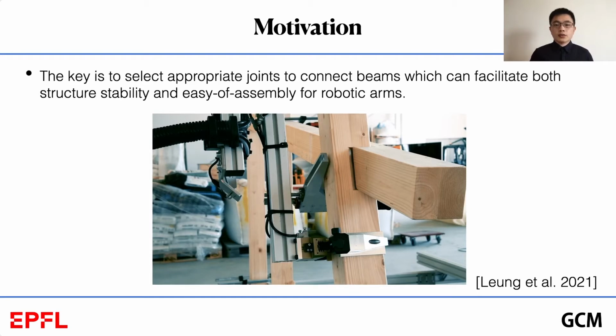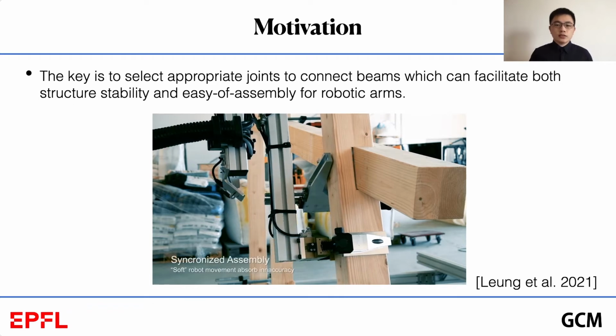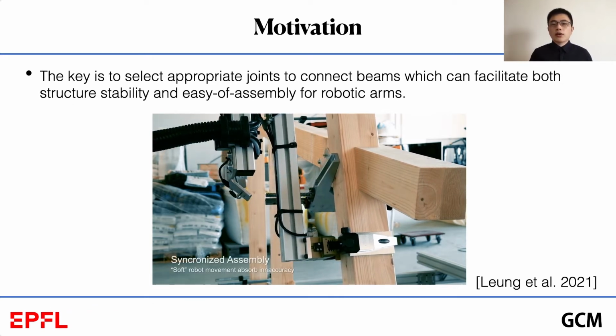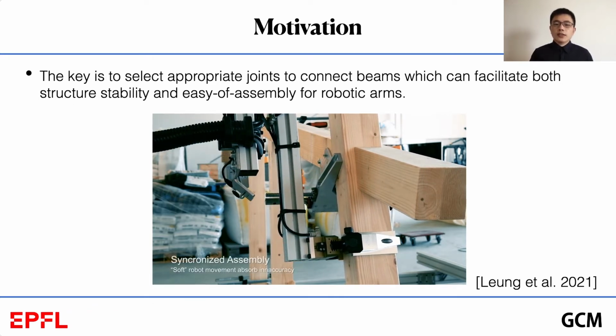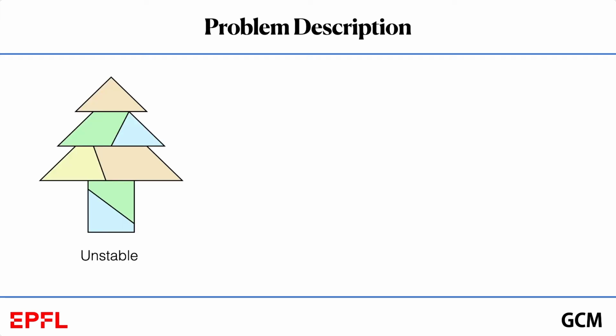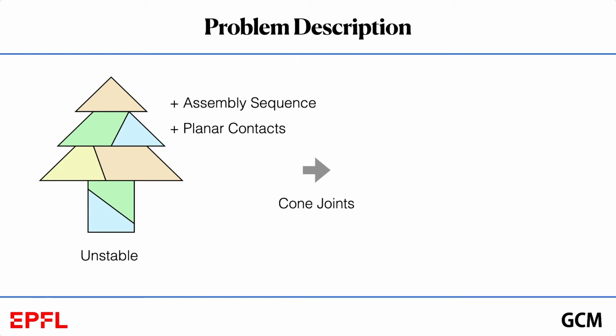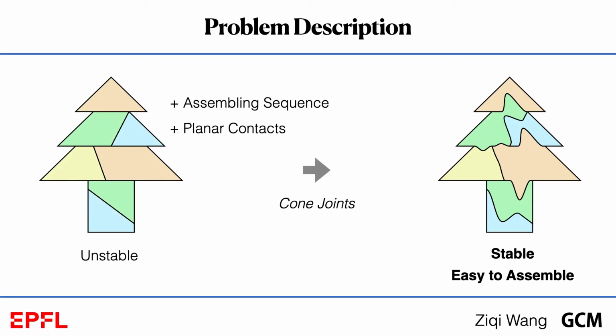Interlocking joints are used to connect adjacent beams to provide structural stability. Assembling beams connected with tight single-direction joints is difficult and requires high assembly precision. Currently, the structure design and assembly planning still require a huge amount of human work. Therefore, given an unstable assembly with planar contacts and assembly sequence, we propose a computational method utilizing cone joints to make the optimized assembly stable and easy to assemble.